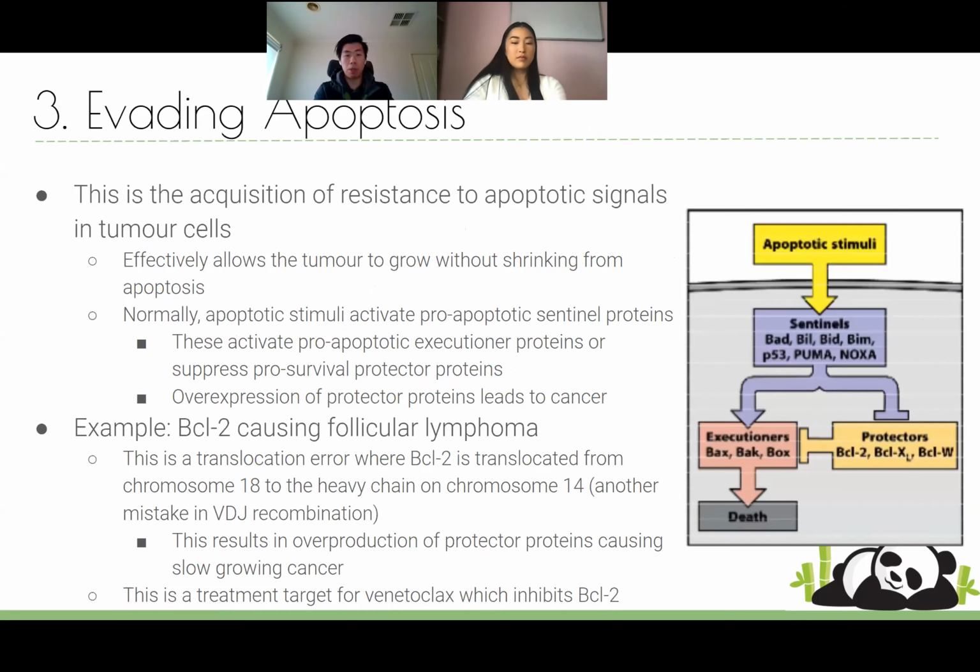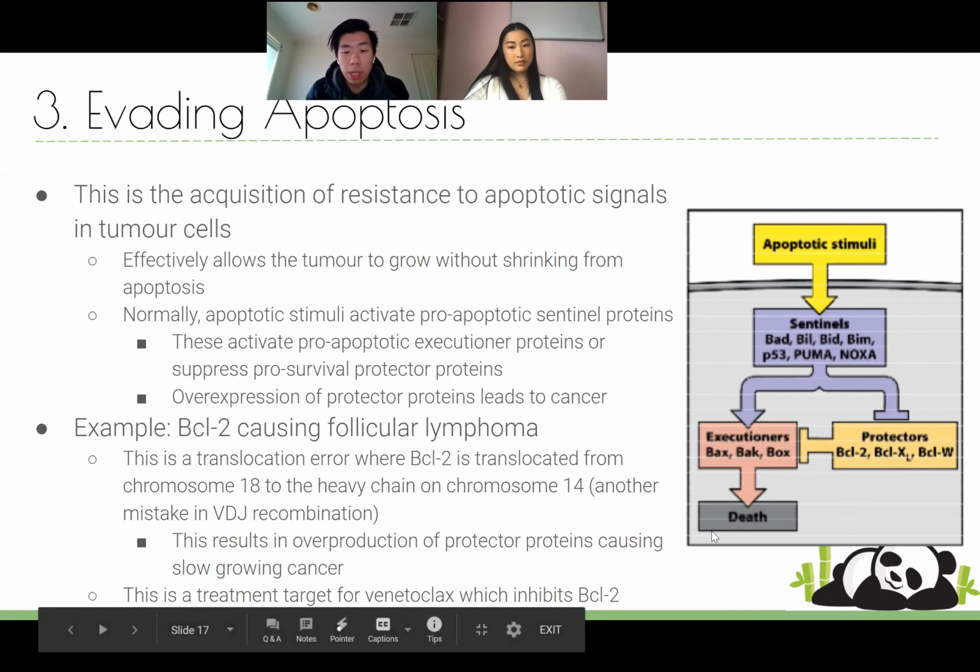Now, evading apoptosis. So this is basically acquiring signals that will allow them to resist the apoptotic signals of other cells. Basically it allows the tumor to grow without shrinking from your normal apoptotic signals. So normally what happens is you have apoptotic stimuli, and then it does a sentinel or whatever proteins, that doesn't really matter. But basically they will trigger execution of proteins causing death. There are also another group of proteins called protector proteins.